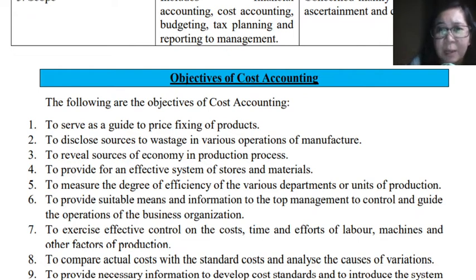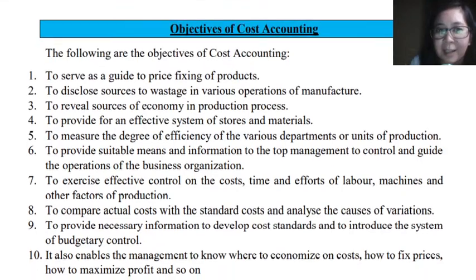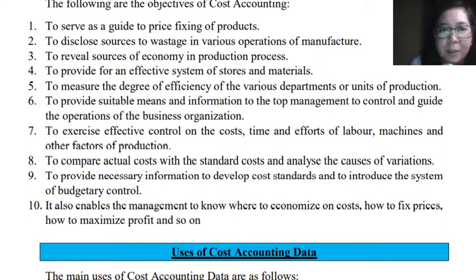What are the reasons why a certain division has overage of cost incurred, okay, and should they be punished or not? Okay, so that's another important contribution of cost accounting. Okay, number 9, to provide necessary information with the standard costs. To provide necessary information to develop cost standards and to introduce the system of budgetary control.